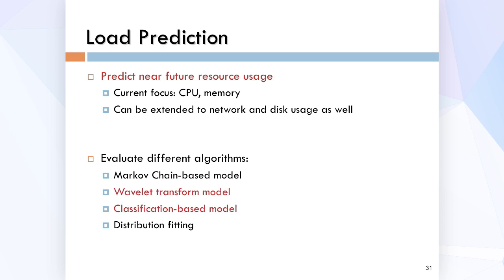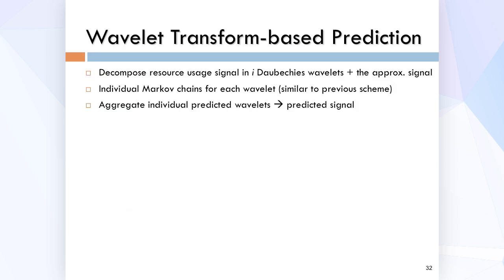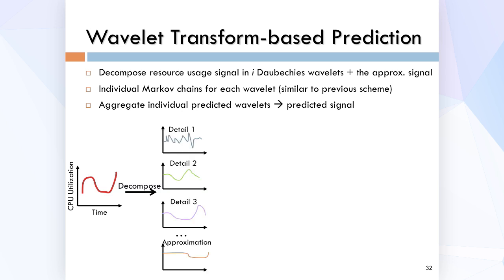So I'm just going to focus on 2 techniques here, and I can talk about the rest of them offline. So first of all, we looked at the wavelet transform-based prediction, which is a supervised learning approach. And basically, you can think of it as a more general Fourier transform. What it does is it takes an initial resource signal. So as an application starts running in the system, we trace its resource usage. It will decompose that signal into individual wavelets and the approximation signal.